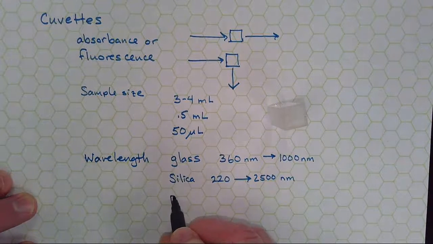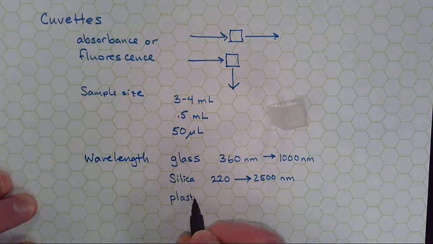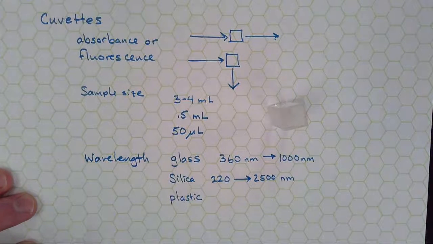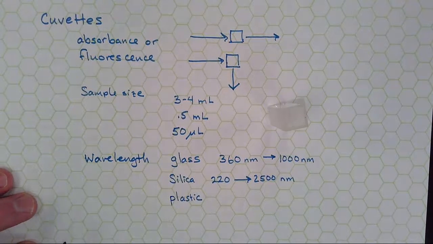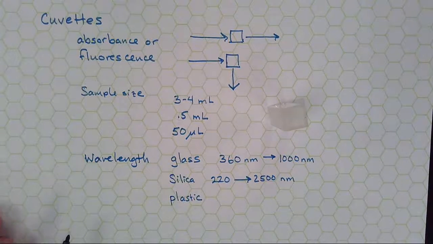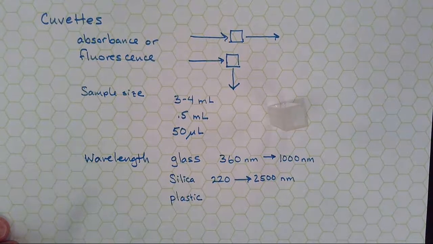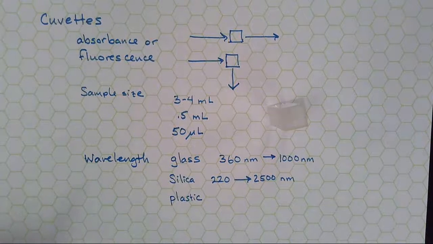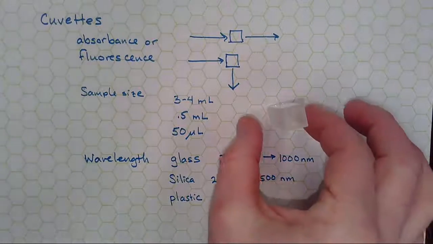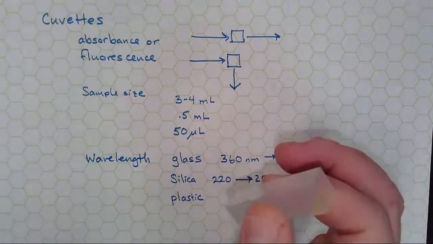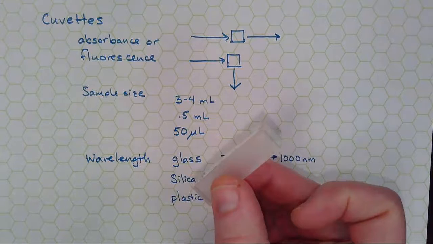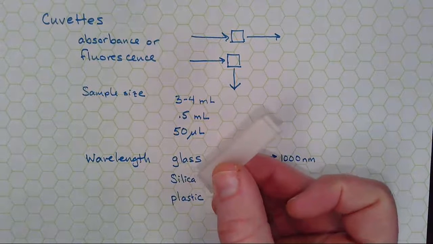And then there are all sorts of plastics, and depending on the type of plastic you have, it may be UV transparent, it might not. So you want to know what the cuvette is made of. Now, in terms of handling cuvettes, you want to be careful to only touch the cloudy sides.